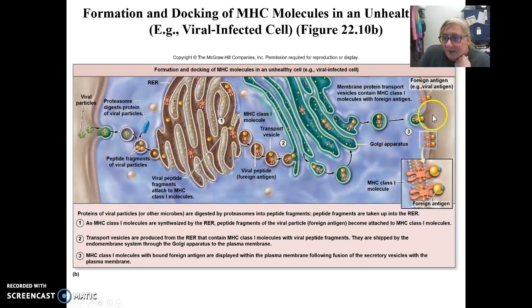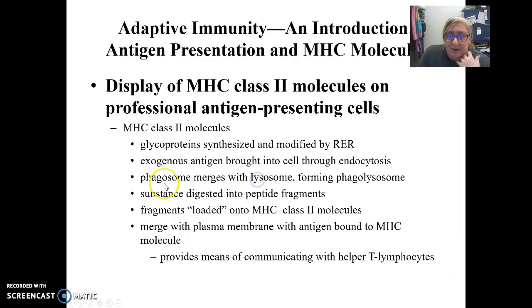And so that's going to be presented on the surface of the cell, and now we have self and non-self together. And when our T lymphocytes attach and they see that it's self, non-self, they're going to stay bound and they're going to get active or become active. MHC class 2 are a little bit different. They're only on antigen-presenting cells.